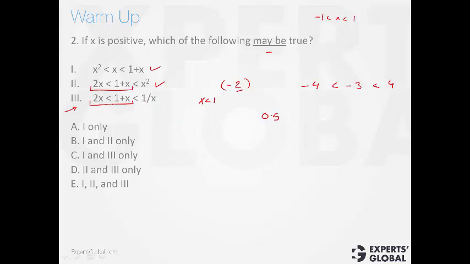However, we have to take a value where 1 plus x is greater than 2x. So something like 0.5 is helping that as well. 2x becomes 1. We're taking 0.5 value, remember. 1 plus x, so this becomes 1.5. And 1 upon x means 1 upon 0.5, this becomes 2. So this is also working fine. So 1 worked, 2 worked, 3 worked, all of them worked. The correct answer is option E.